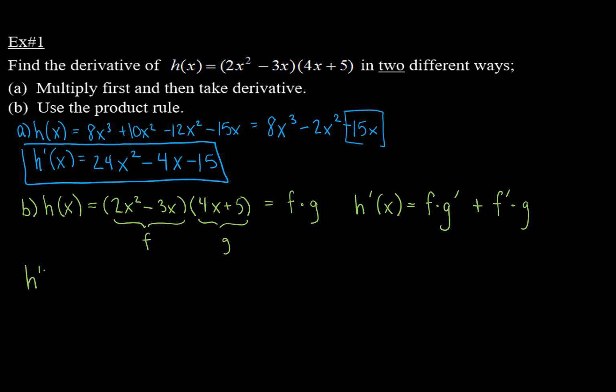So if I'm going to find the derivative of h of x, I'm going to take my first function, which is f, and that's 2x squared minus 3x. And then I'm going to multiply it by the derivative of 4x plus 5. Well, the derivative of 4x plus 5 is a real quick, easy one. It's just 4, right? So this whole thing, I'm going to cross it out and I'm just going to write 4.